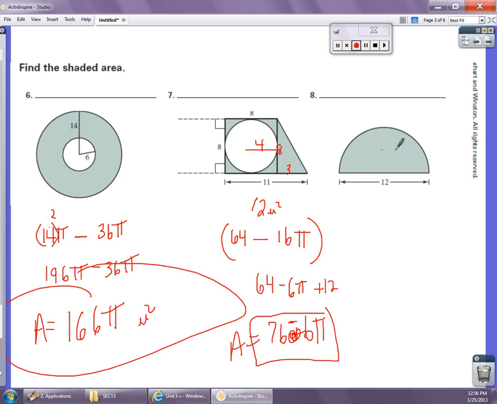Last one is a half of a circle. So to find the whole circle, you would do the radius, which is 6, squared, 36 pi. But then I'm going to have to cut that in half. So you get 18 pi as your final answer, units squared.